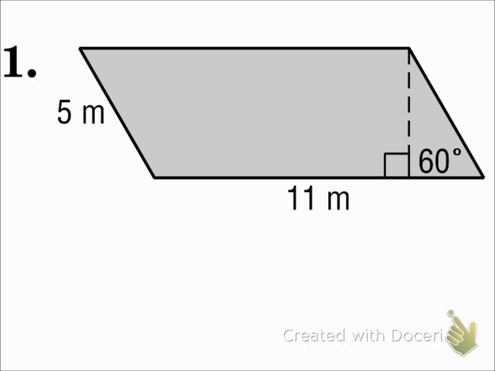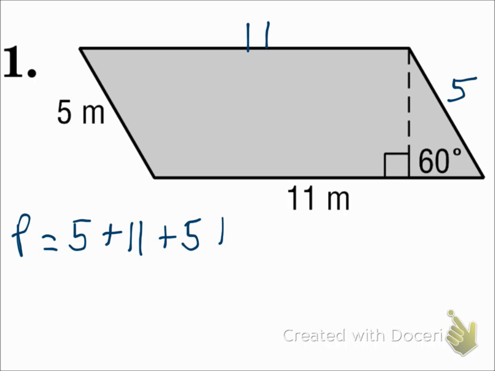The perimeter is the distance around, and in a parallelogram, opposite sides are congruent, so that side is 11, and this side is 5. Add the way around. 5 plus 11 plus 5 plus 11, and you get 32 meters.